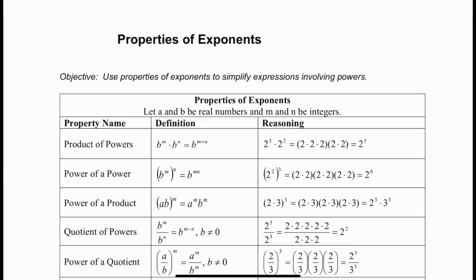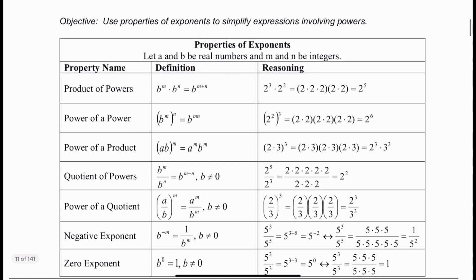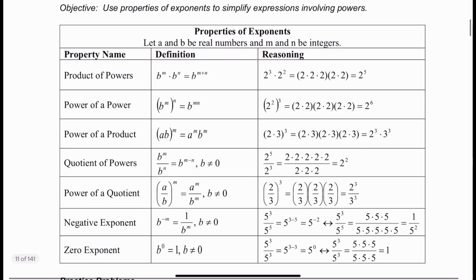Today we're looking at properties of exponents. We're going to use properties of exponents to simplify expressions involving powers. First, let's talk about some properties of exponents and why they are. So let's talk about a product of powers.